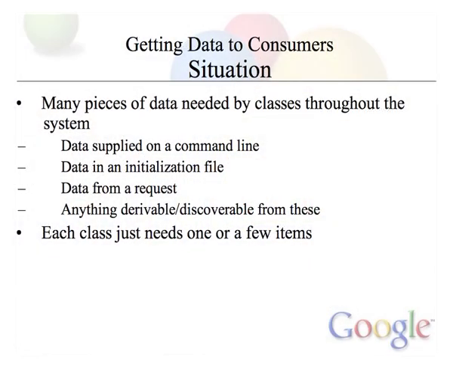Okay, on to another very common situation, getting data to consumers. So we have classes throughout the system that need some kind of data. Often it comes from command lines, initialization files, maybe directly from a request, or anything derivable from those sources, maybe via a data store. And each of the classes in the system really only needs to work with one or a few, maybe zero, kinds of this data.